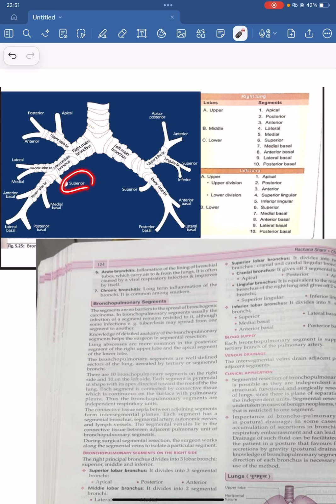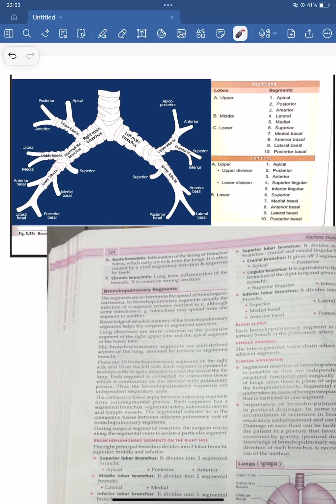On the left side, the left pulmonary bronchus is divided into two lobar bronchi: superior and inferior. The superior lobar bronchus is again divided into two main branches, cranial and caudal. So we can see the bronchopulmonary segments on the left side: the superior lobar bronchus gives the cranial and caudal lingular branches.